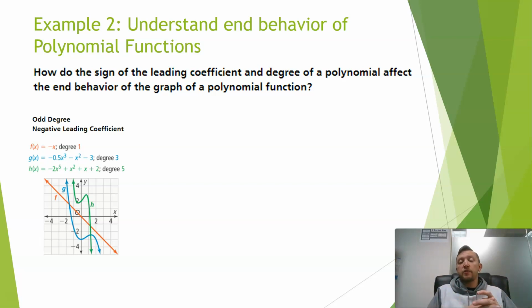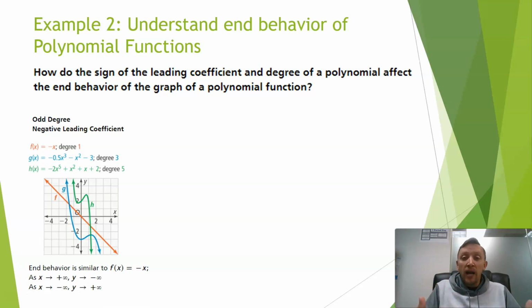So let's make that connection with the hand motions that I was doing earlier. So if the leading coefficient is negative, the right side of the graph is going down. And if the degree is odd, they go in opposite directions. Okay, so when the degree is odd, they go in opposite directions. Odd, opposite. Easy way to remember that. Okay, so how does that affect the end behavior?